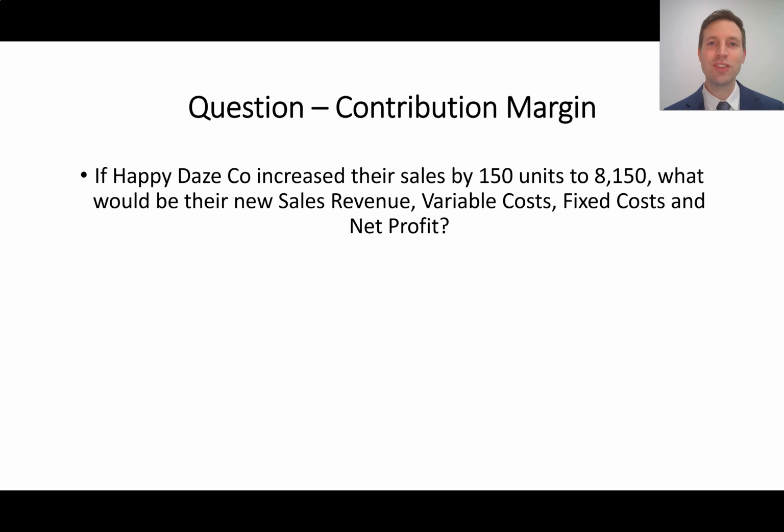So let's actually practice using the contribution margin. If this business, Happy Days, were able to increase their sales by 150 units, what would that actually mean for the profitability of the business? Because variable and fixed costs behave in different ways, it's not as simple as just saying 150 units times the sales price gives us the revenue. We know that some costs will go up as our production increases and some costs will stay the same. So that's why we use the contribution margin to calculate the changes in the business.